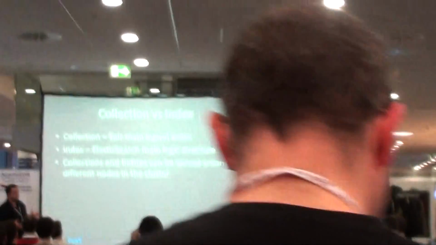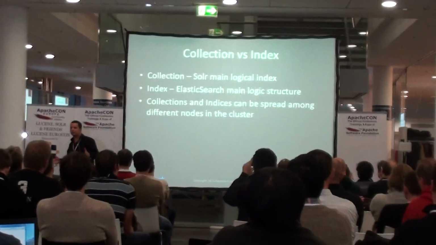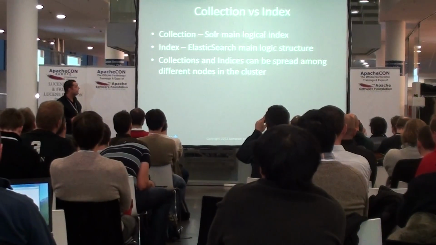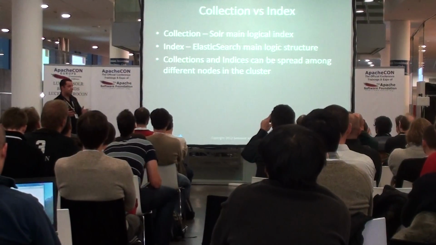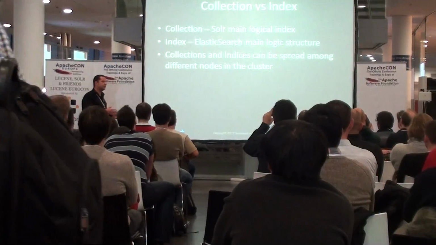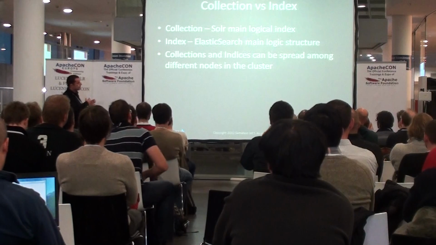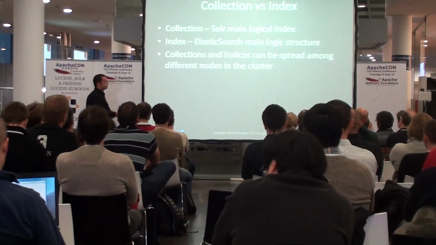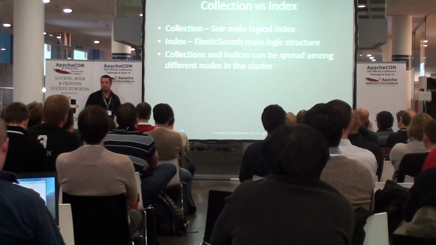Before going into much more specific details, I would like to say a bit about the index or collection architecture. In Solr, we have a collection. It's the main logical index that can be spread among different shards, right? In Elasticsearch, almost the same thing is called an index. It also has shards, replicas, and stuff like that. And collections and indices can be spread among nodes in the cluster to create a distributed environment.